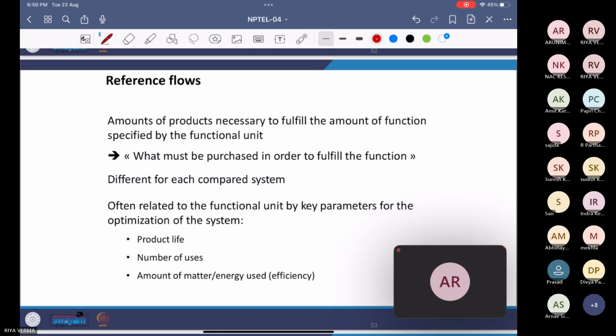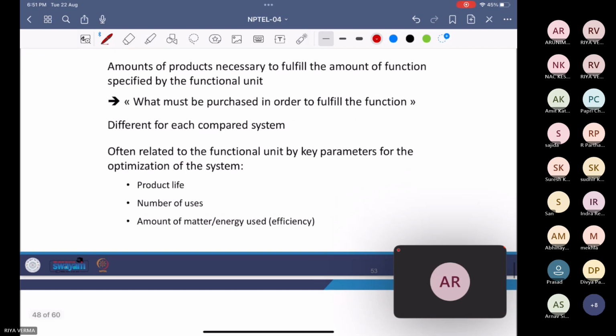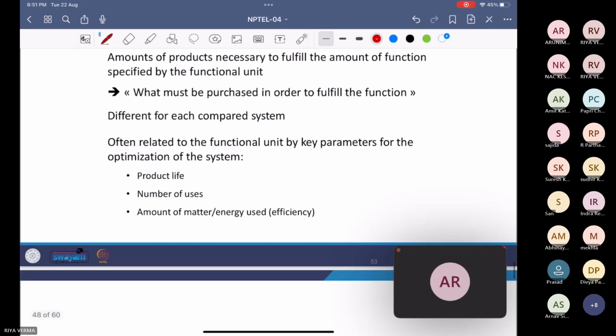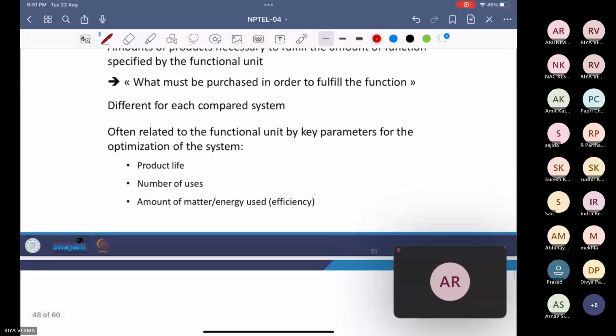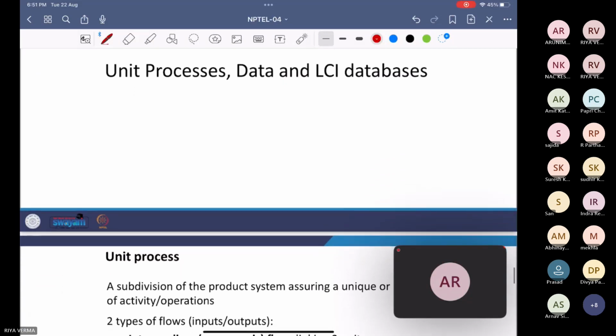Different for each compared system, often related to the functional unit by key parameters for the optimization of the system. So it is related to the life of the product, the number of uses, and the amount of matter, that is energy used or the efficiency of the product. So now coming towards the unit processes, data, and life cycle inventory databases.